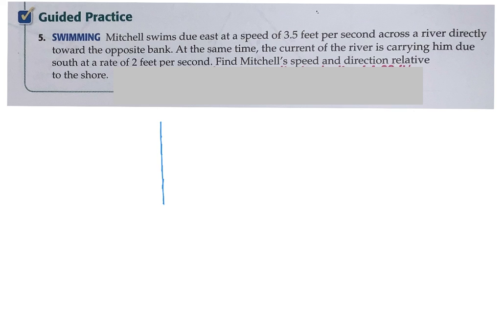So we have the shore here, right? And he is swimming due east. So he's actually going just straight from here in this direction. All right, this is 3.5. It says that, at the same time, the current of the river is carrying him due south. And so we have this going on here at a rate of 2 feet per second. So this is pretty straightforward. I mean, the hypotenuse here is just created for you, right?